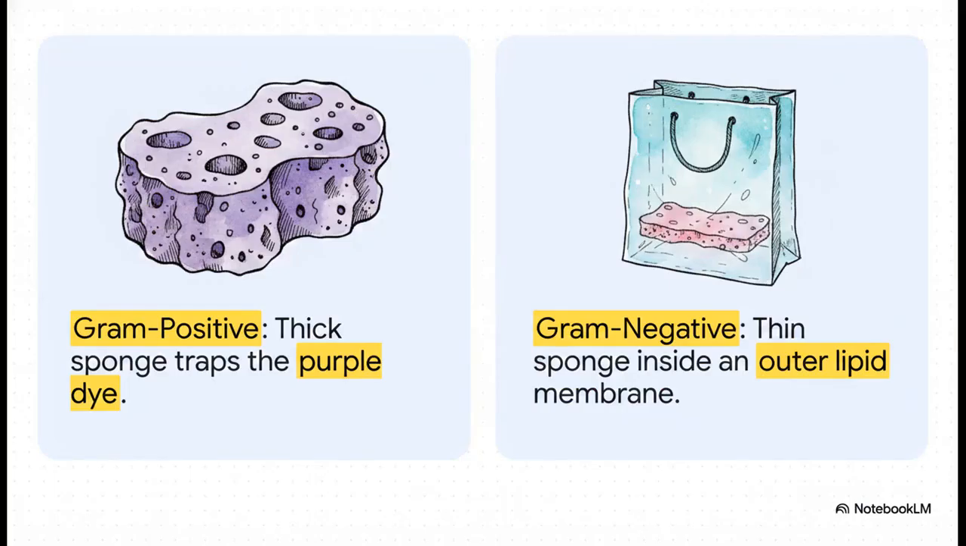Moving on to section 3, gram-negative, thin and pink. All right, so we know the gram-positive bugs have that thick sponge, but for gram-negative bacteria, things are a little different. Imagine a really thin sponge hidden inside a tightly sealed protective plastic bag. That plastic bag is an outer lipid membrane, and it sits right on top of a super thin, like 2 to 3 nanometer layer of peptidoglycan.